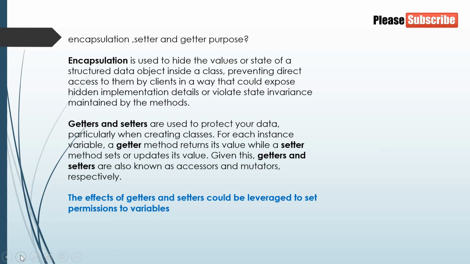Okay. So when we get the value and then we want to set the value, we will be setting it with the setter. Given this, getter and setter are also known as accessors and mutators respectively. The effects of getters and setters could be leveraged to set the permission of variables. There are many permissions, so you can go and check the permissions. But I think for the interview version, whatever is covered in the slide is sufficient. Okay, so you should know how to write the code even. Yeah. So try practicing the code. It will be a little easier for you to understand it.